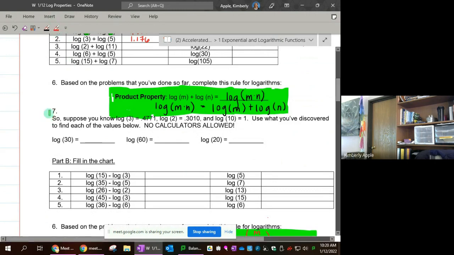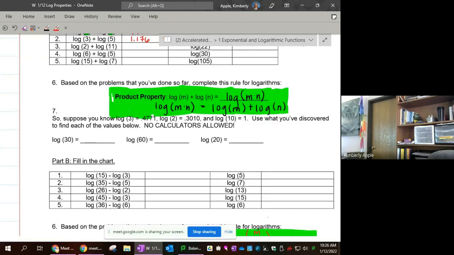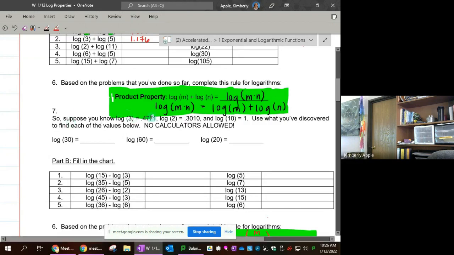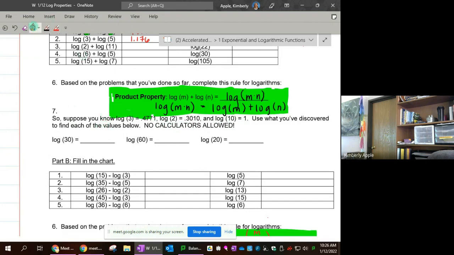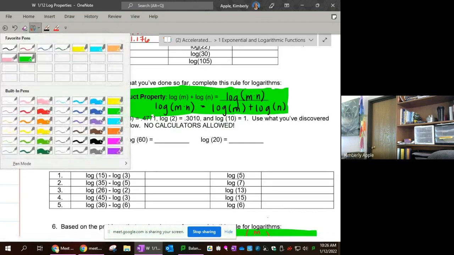So let's take a look at number 7. This is an application of that property. And to apply the product property, please note the capital letters that say no calculators. Suppose you know that the log of 3 is this decimal, the log of 2 is this decimal, and the log of 10 is this one. So what we're going to do is use what we have found about the product property to find these values. Let me show you what to do, and then it'll start to make sense.